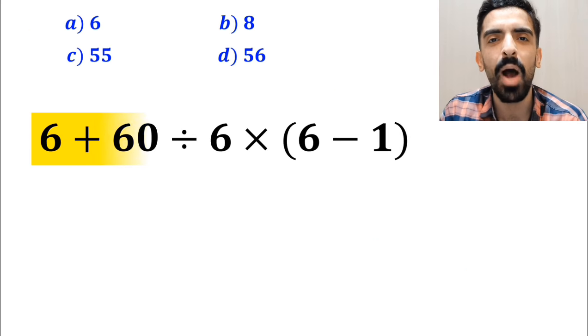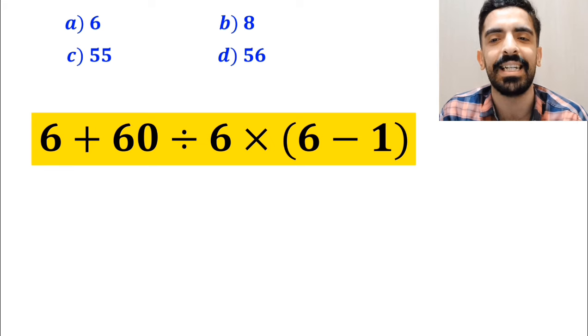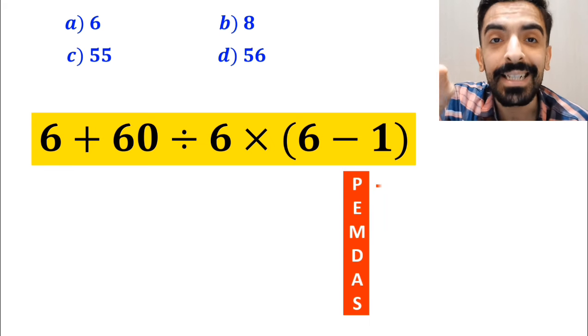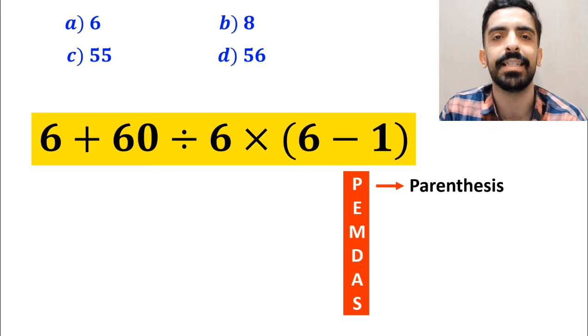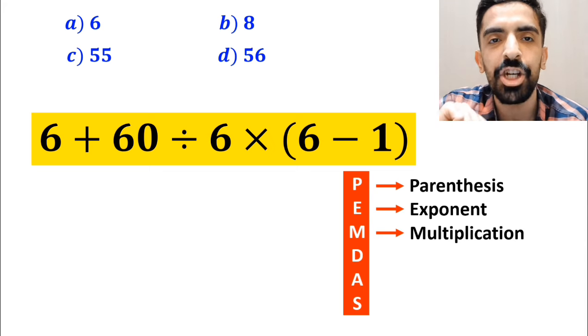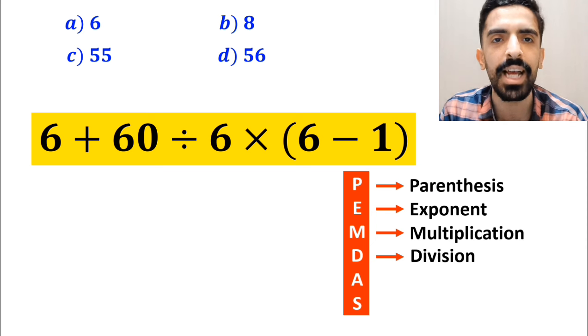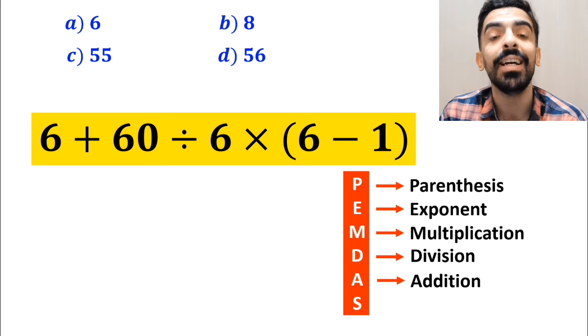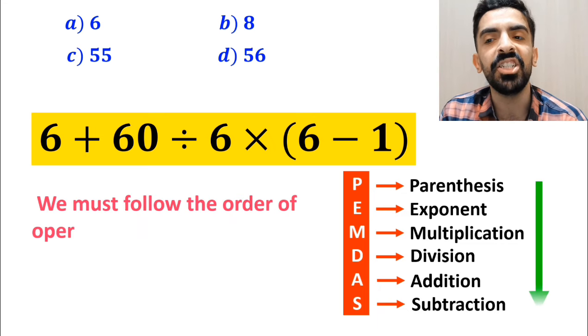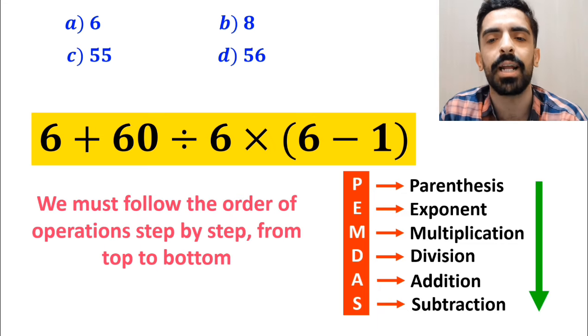Alright, now let me show you how to solve this expression correctly. To solve this problem, we must follow the PEMDAS rule. In this rule, P stands for parentheses, E stands for exponent, M stands for multiplication, D stands for division, A stands for addition, and S stands for subtraction. We must follow the order of operations step by step from top to bottom.